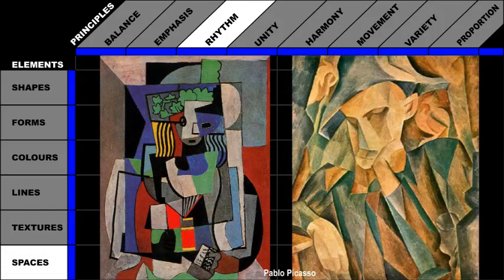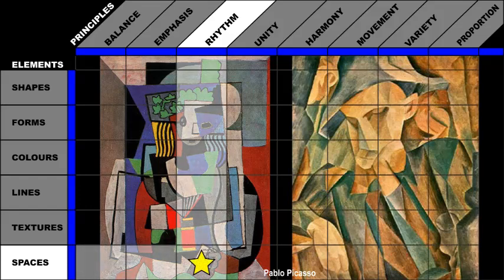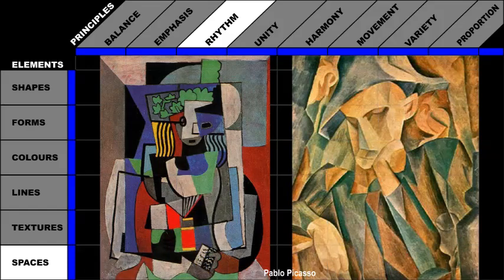Pablo Picasso used space to create rhythm in these two paintings. Both works of art are filled with repeating similar spaces, such as rectangles on the left and triangular spaces on the right. The foregrounds and background seem to melt together, causing us to wonder which things are shapes and which are spaces.